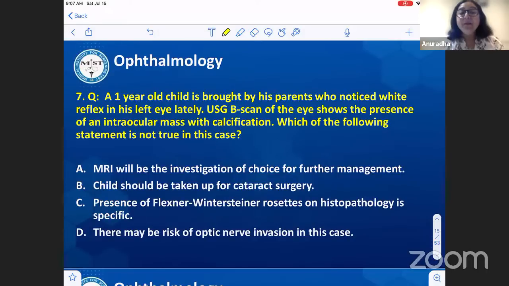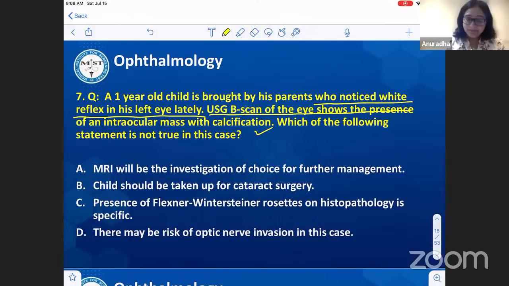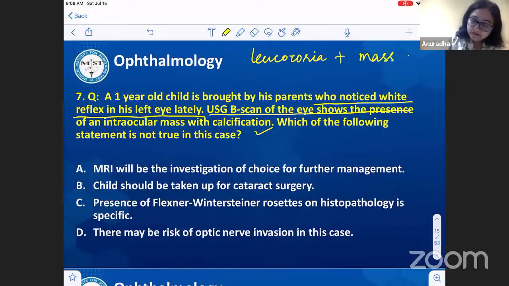A one-year-old child is brought by his parents who noticed white reflex in the left eye lately. So a child is showing white reflex in the eye. Ultrasound B scan of the eye shows presence of an intraocular mass with calcification. Which of the following statements is not true? So, classical features of a particular condition have been described in the question. What are those? Leukocoria plus mass with calcification in a child. What is your diagnosis? Wonderful. It is retinoblastoma. Perfect.